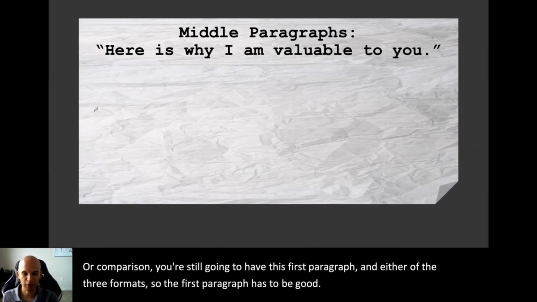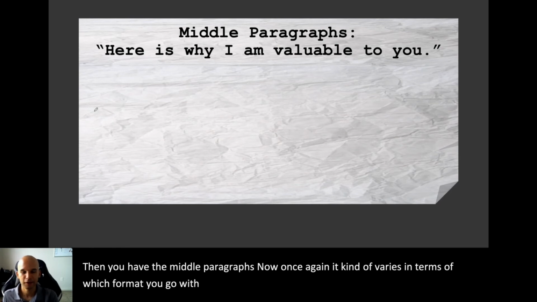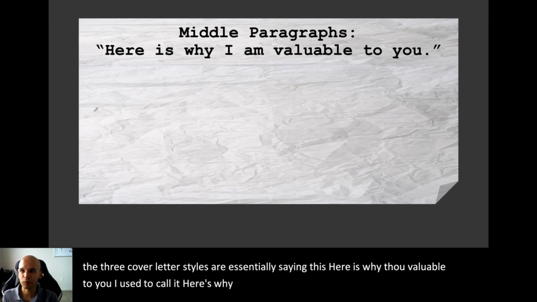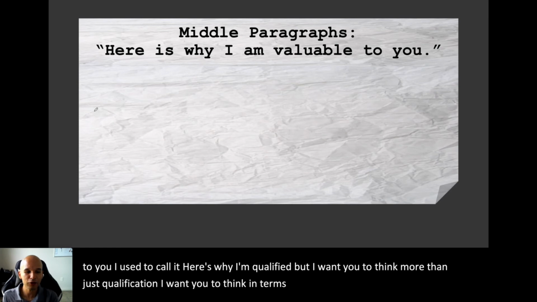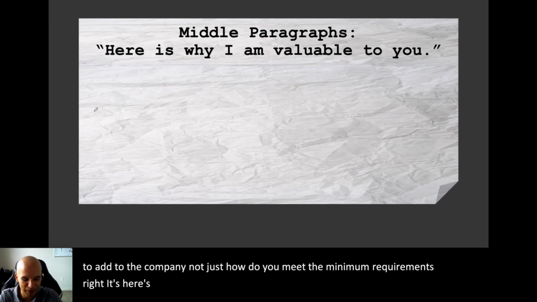Then you have the middle paragraphs. Now, once again, it kind of varies in terms of which format you go with. But in either case, the middle paragraphs in either of the three cover letter styles are essentially saying this: here's why I'm valuable to you. I used to call it here's why I'm qualified, but I want you to think more than just qualification. I want you to think in terms of value. What value are you going to add to the company? Not just how do you meet the minimum requirements, right? It's here's how you're going to profit from me, not just here's how I meet the minimum requirements, okay?